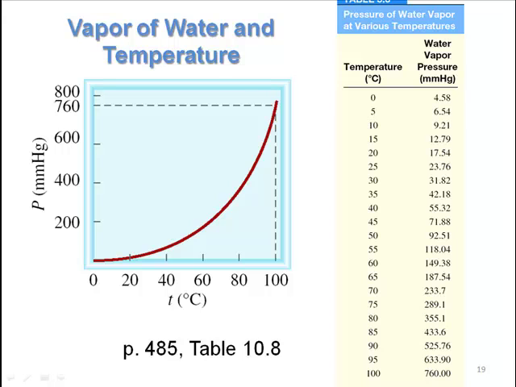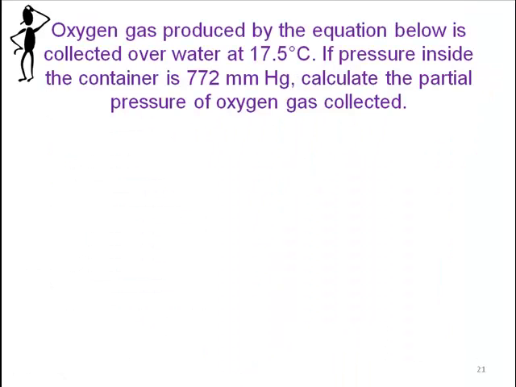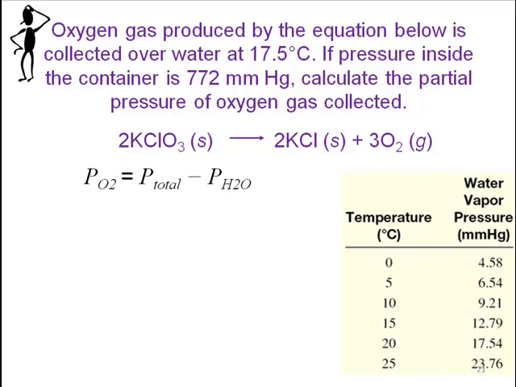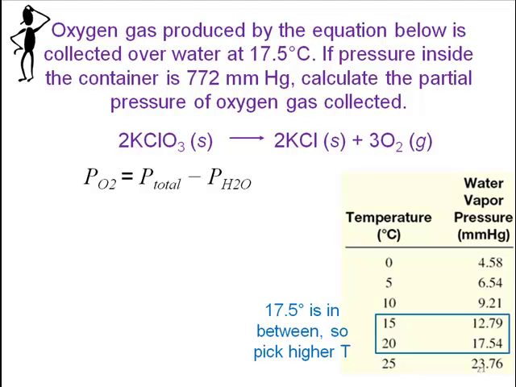Okay, about 17.5. We've got 15, we've got 20. What do we do? Okay, all right, so let's see if we take the average for this. Okay, so 12.79, 17.54. When 17.5 is in between, you actually pick the higher temperature. So average makes sense, but you pick the higher temperature based on the data you have. So 17.54 would be the pressure due to the water, and that's proportional to 20 degrees.